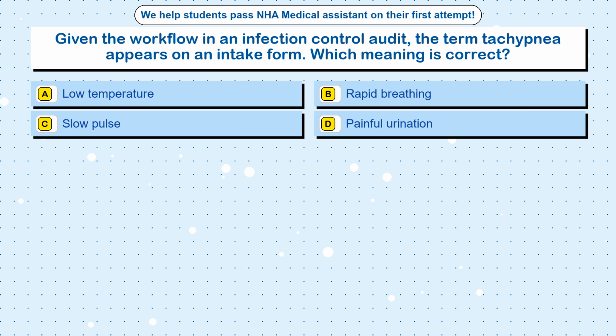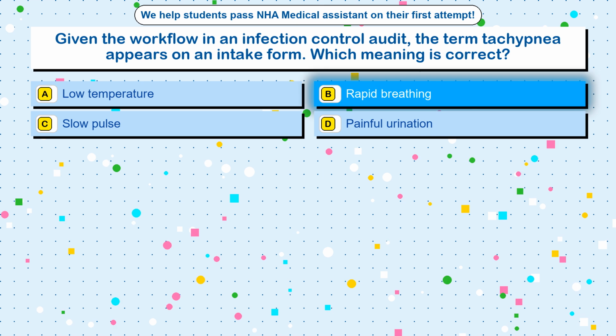Question 2. Given the workflow in an infection control audit, the term tachypnea appears on an intake form. Which meaning is correct? Option A. Low temperature. Option B. Rapid breathing. Option C. Slow pulse. Option D. Painful urination. The correct answer is option B.